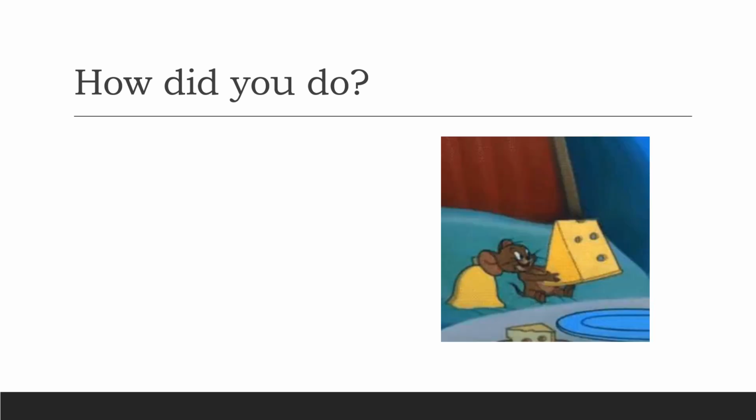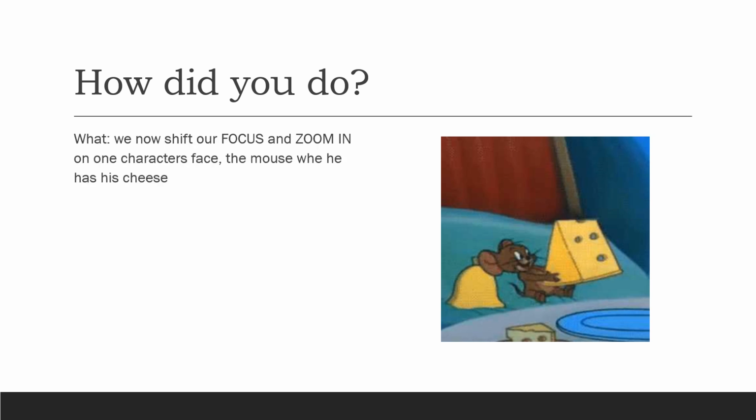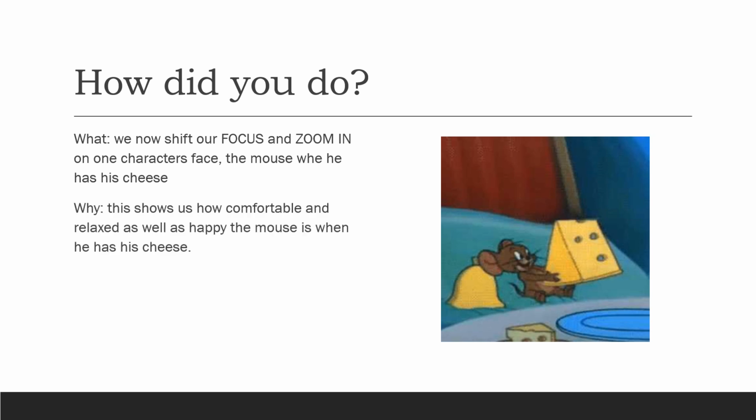Our next image, the mouse with his cheese, we have zoomed in on one character's face, the mouse, when he has his cheese. Why have we done that? This shows us that he's comfortable, relaxed, and happy that he has his cheese. This is important to us in the story as he's clearly unaware of any sense of danger, so the tension at the moment is quite low.